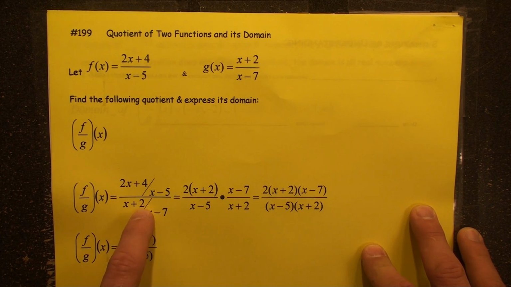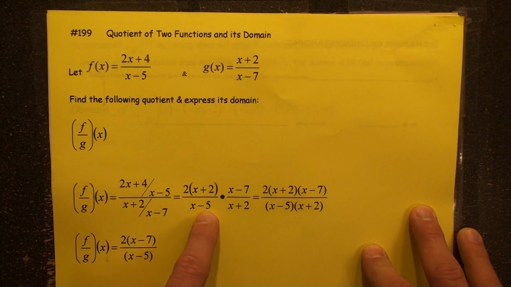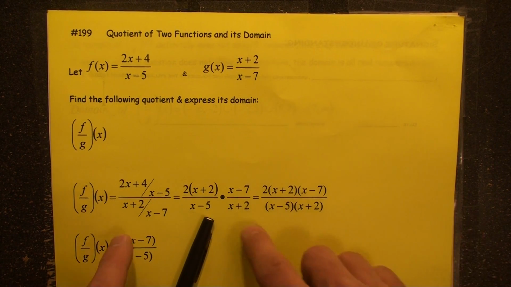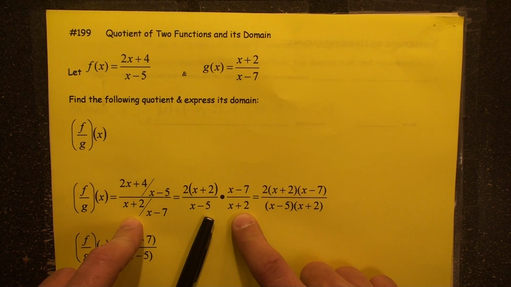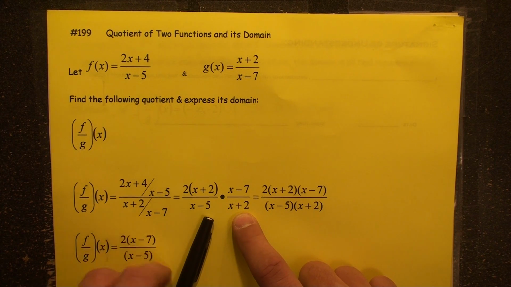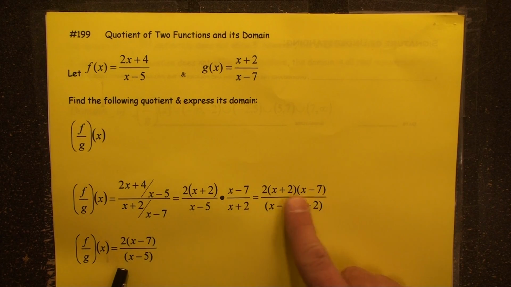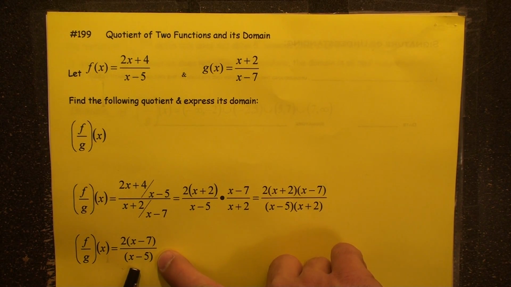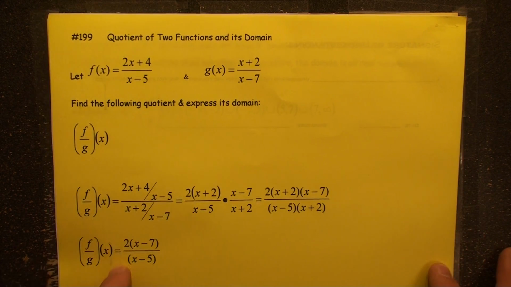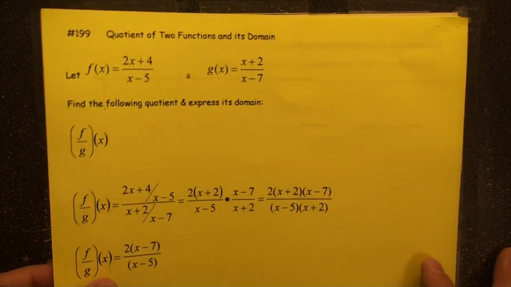When dividing two fractions, we simply take the first fraction, then multiply by the reciprocal. Then, what happens in this step is the x plus 2's cancel out, and you're left with 2 times (x minus 7) over (x minus 5). And that would be f over g.